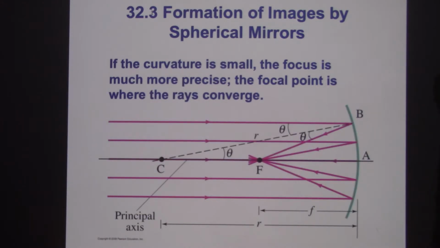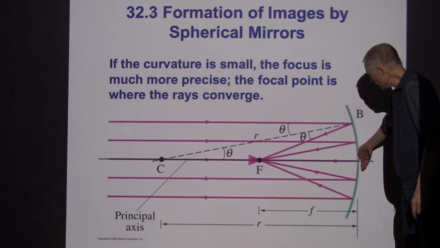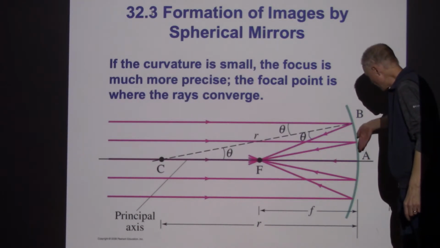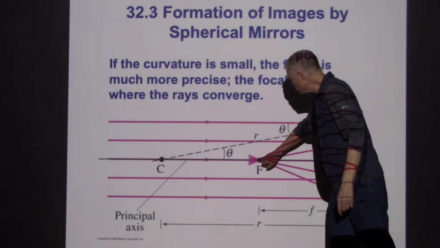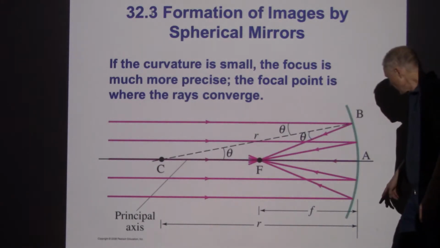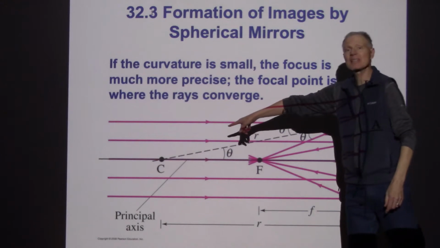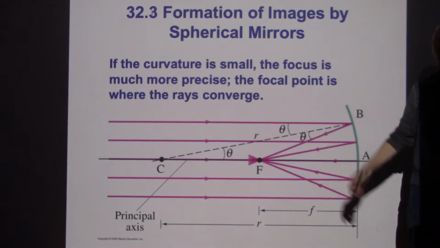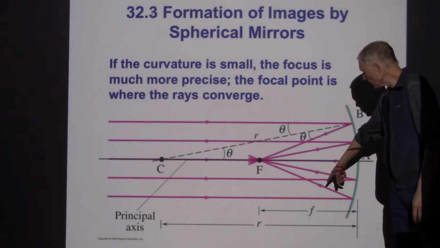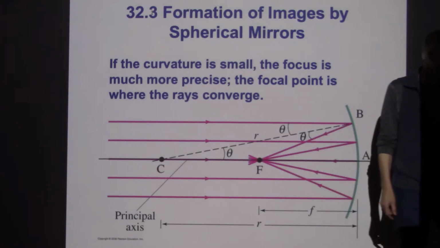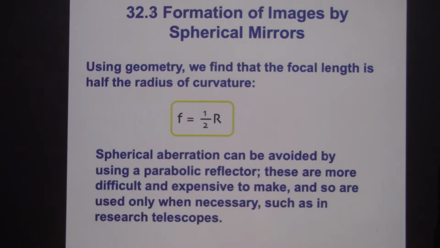So let's go back and see where those are. The focal length takes us from the center point of the mirror itself out to where the light is coming together, and the radius takes us from the center of the mirror out to the center of curvature for the mirror. So that's the diagram, and what we find is that the focal length f is 1/2 of that radius.